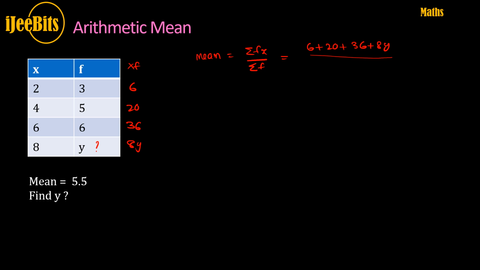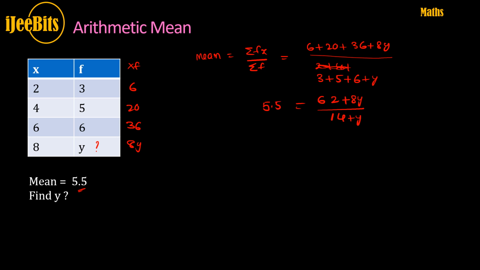What about sigma f? Sigma f means this one: 3, 5, 6. So 3 plus 5 plus 6 plus y. Now sum them. 6 plus 20 is 26, and 26 plus 36 is 62. So 62 plus 8y divided by 3 plus 5, 8, 8 plus 6, 14. So 14 plus y. How much is given? The mean is already given, 5.5.